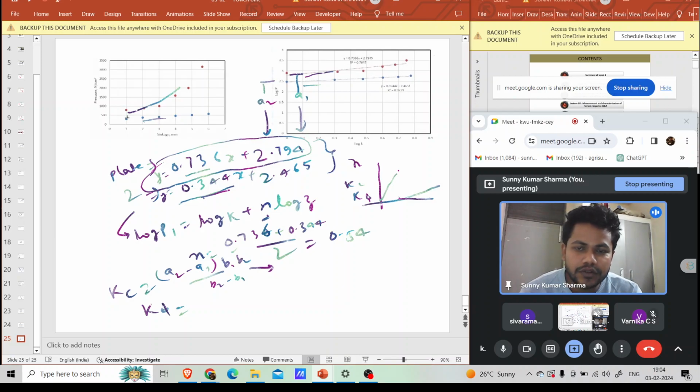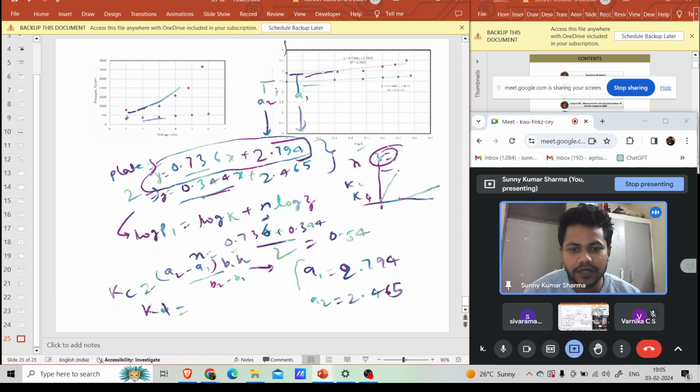In this condition we are taking Z as 1, meaning log Z will be 0, so this line will come. So we are taking this line only. So our A1 value is this intercept, 2.794, and A2 is equal to 2.465. This is A1 and A2, and the plates' dimension is B1 and B2.